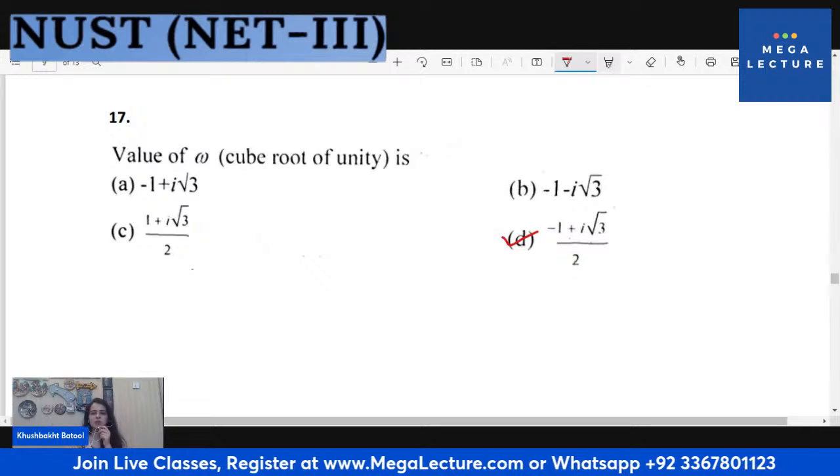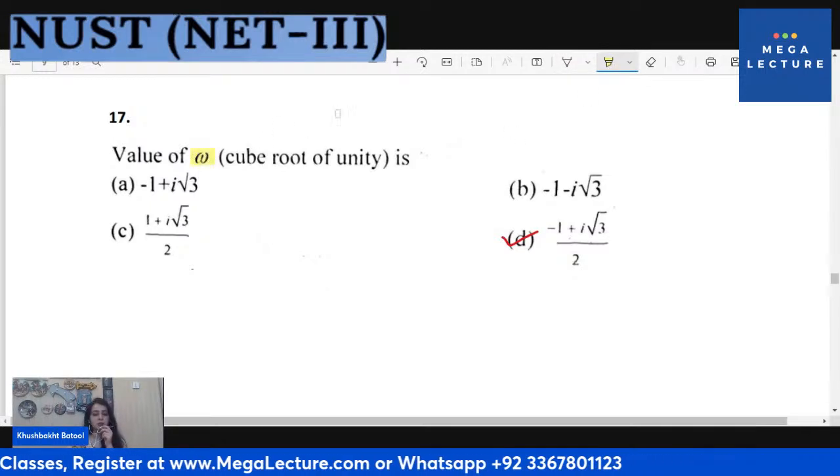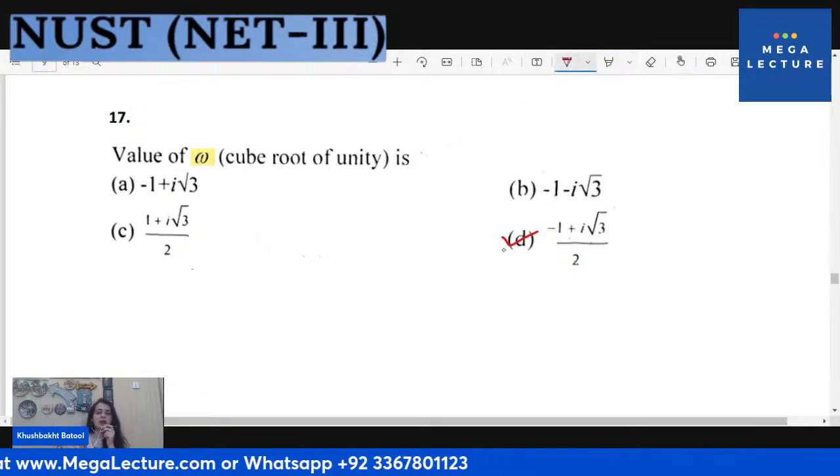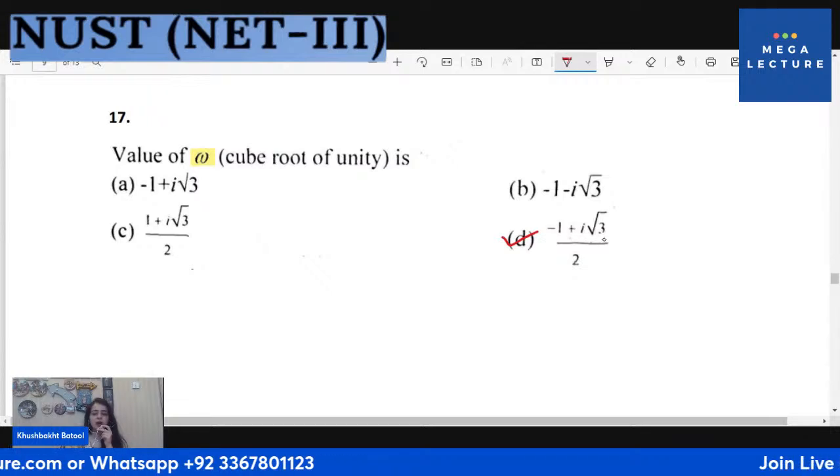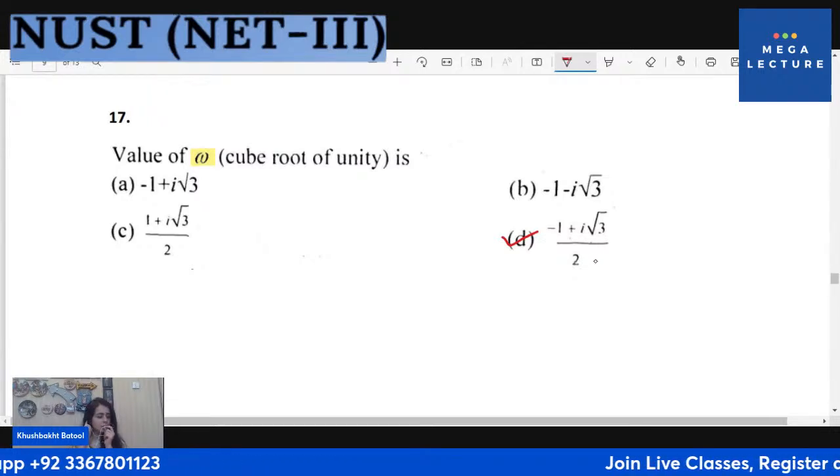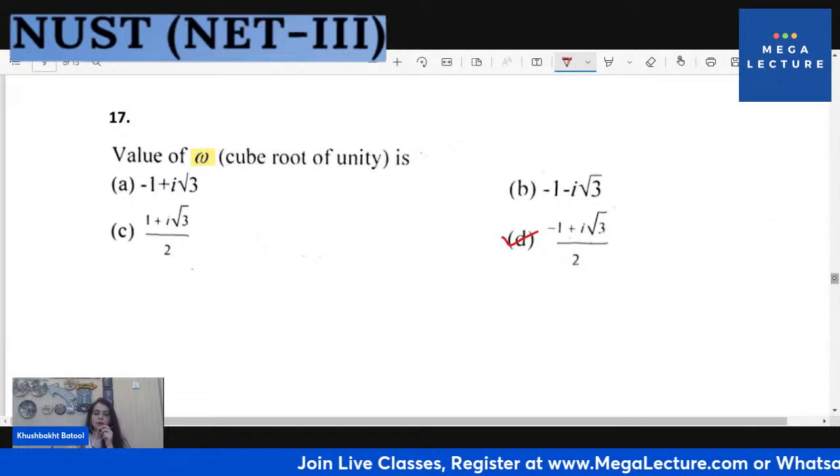Now, it was a simple question. This is something that you need to remember. The value of omega is minus 1 plus iota root 3 by 2. All right, so this is simple. Let's talk about the next one.